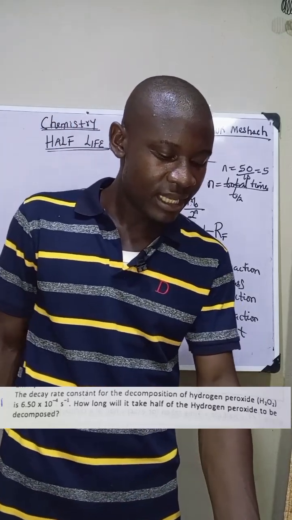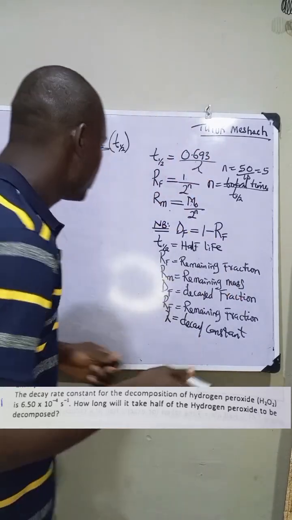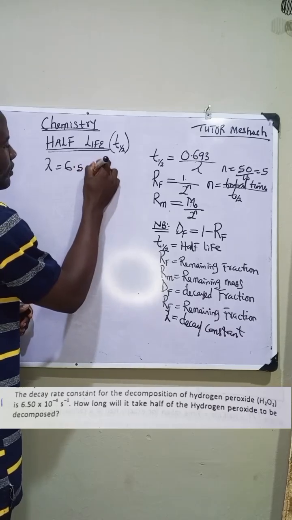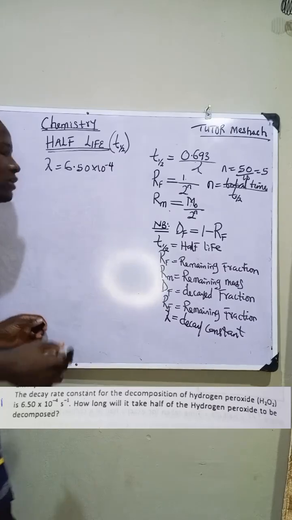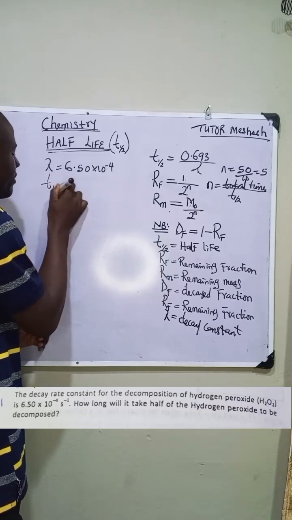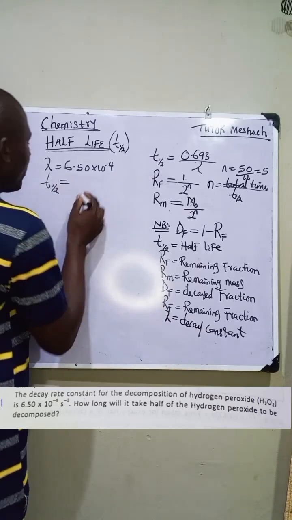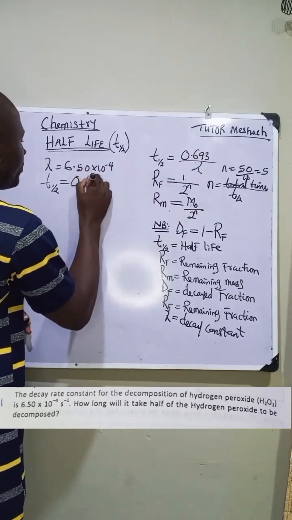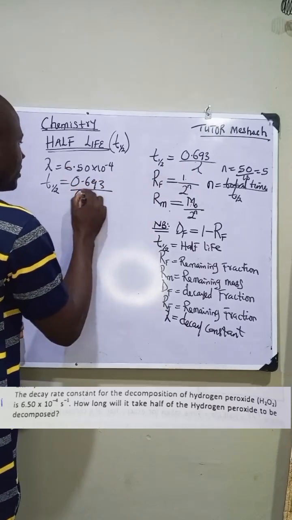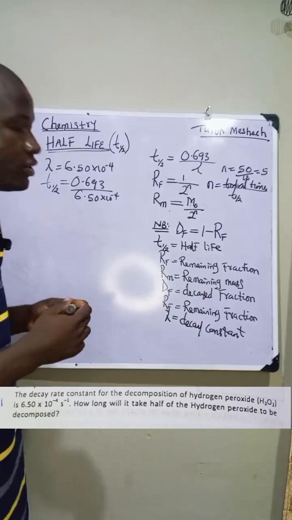The first question says the decay rate constant of hydrogen peroxide is 6.50 times 10 raised to the power minus 4. That is, your lambda is 6.50 times 10 to the minus 4. Now they said we should calculate the half-life. Now you remember that our half-life is equal to 0.693 divided by 6.50 times 10 raised to the power minus 4.